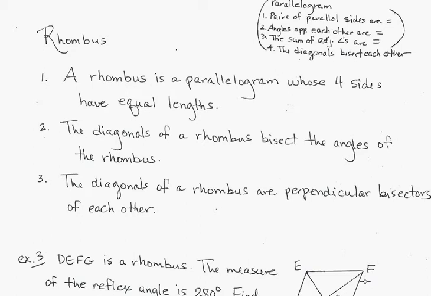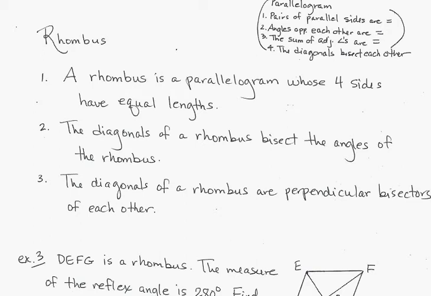Okay. Now, a couple lessons ago, and I actually put on here a video of parallelograms just in case we rushed it too much last time. But here's the thing about the properties of a parallelogram. The pairs of parallel sides are equal. The angles opposite each other are equal. The sum of the adjacent angles are not equal. That should be add up to 180.